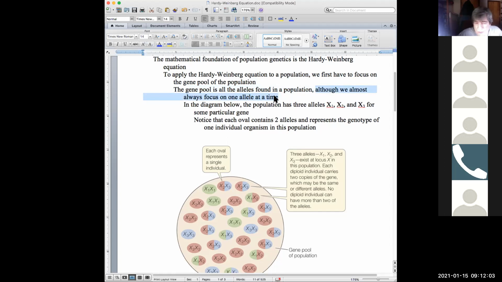So maybe we want to look at the gene for a human blood type. Remember, there are 3 different alleles for blood type: an allele that causes type O blood, an allele that causes type A blood, and an allele that causes type B blood. When we look at population genetics, we're going to focus on one gene at a time. That's probably a better way to think of it.